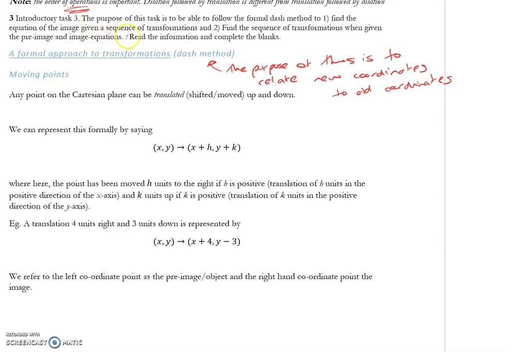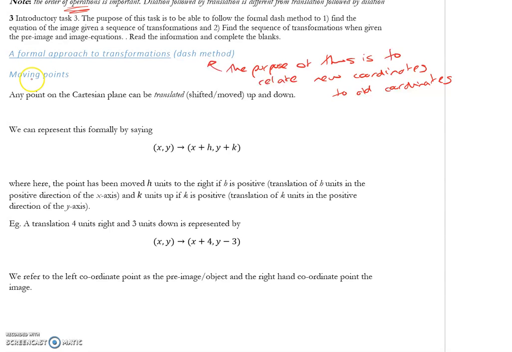Okay, so the purpose of this video is just to introduce the dash method, or the formal method for finding transformations, the sequences of transformations, and/or finding the equation of the image. Okay, so we're going to talk about that. And really what the dash method does is it shows the relationship between the new coordinates compared to the old coordinates. Okay, so to relate new stuff to the old stuff, and then use that to find things.